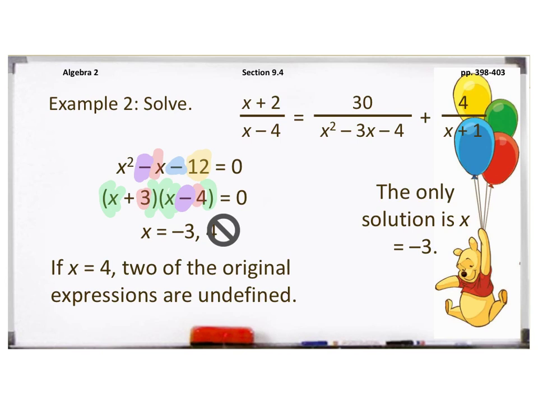I get x equals minus 3 or 4. The problem, remember I said you have to check for your extraneous solutions or your excluded values. 4 would be a problem. Negative 3 would be fine, but 4 would be a problem. So I would have to exclude 4.